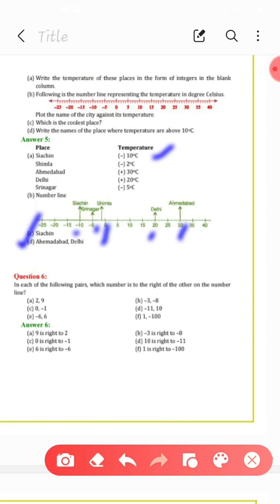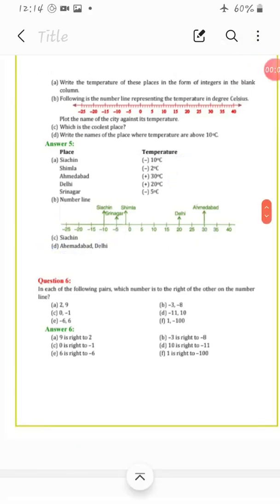Write the name of the place where temperature is above 10 degrees. So above 10 degrees we can see plus 10 degrees, more than 10 degrees. So 30 and 20 we can see. So which places? Ahmedabad and Delhi. So the answer is Ahmedabad and Delhi. Now let's proceed to question 6. Question number 6 is given.